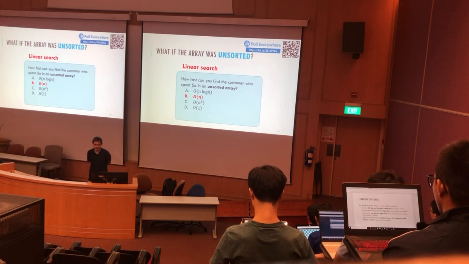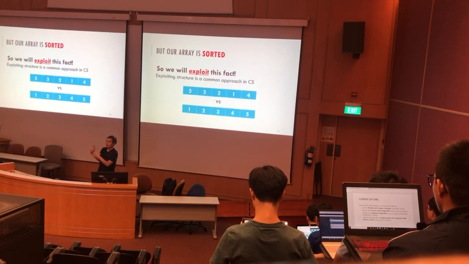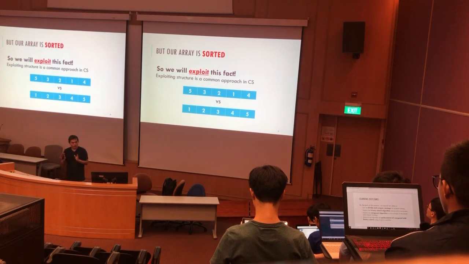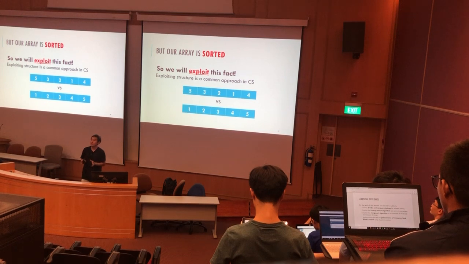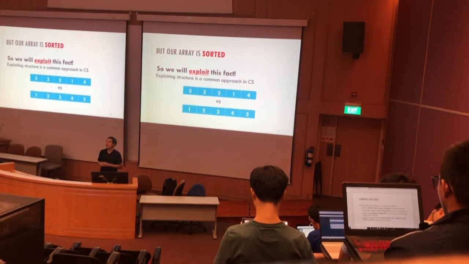The array is unsorted. But our array in our problem is sorted. All right, our array is already sorted. So I give you an already sorted array. I want you to find the index of the person who spent $8. Okay. So because our array is sorted, we will exploit this fact. Exploiting structure or order in a particular data structure is a very common strategy in computer science. Okay, we will use it a lot throughout the entire semester. You will see us exploiting some sort of information that is inherent in the data structure.